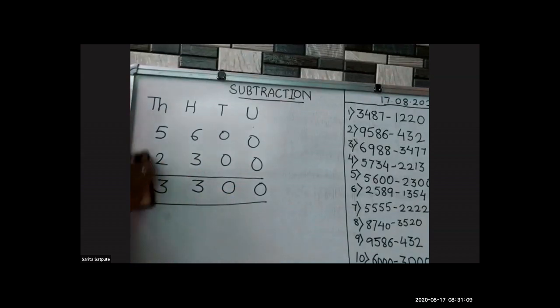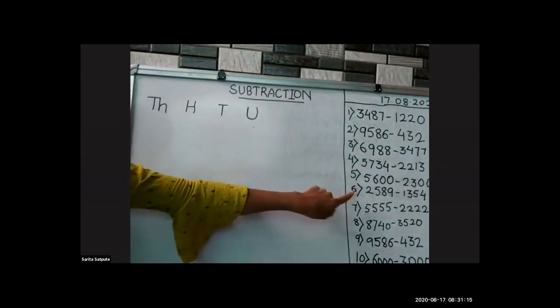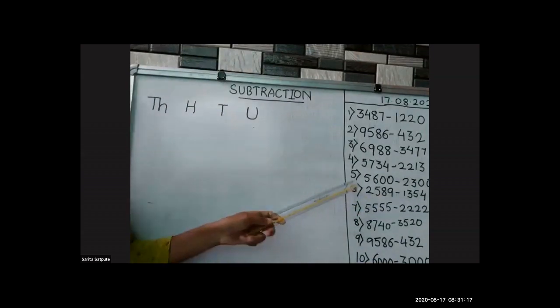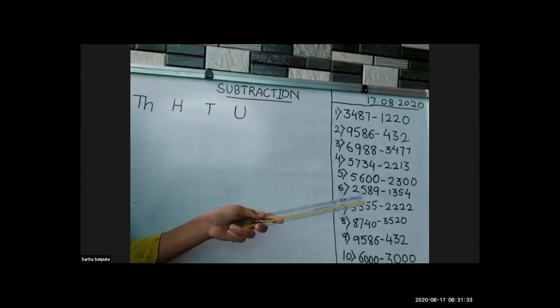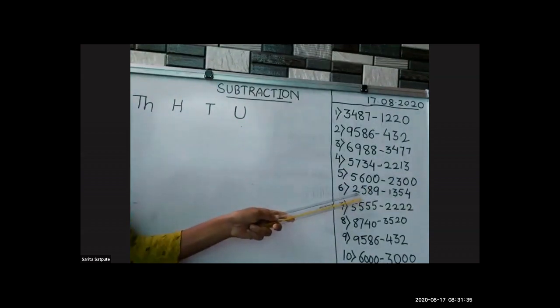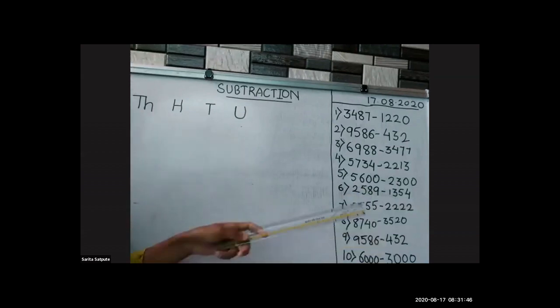Very good, students. Now we'll take the next question. Who is going to read the next question? That is the sixth one. Anshika. Okay, Anshika, read the sixth question. Anshika, can you hear me? Read the sixth question, Anshika. Okay, I think she cannot hear me. So any other student who can read the sixth question?